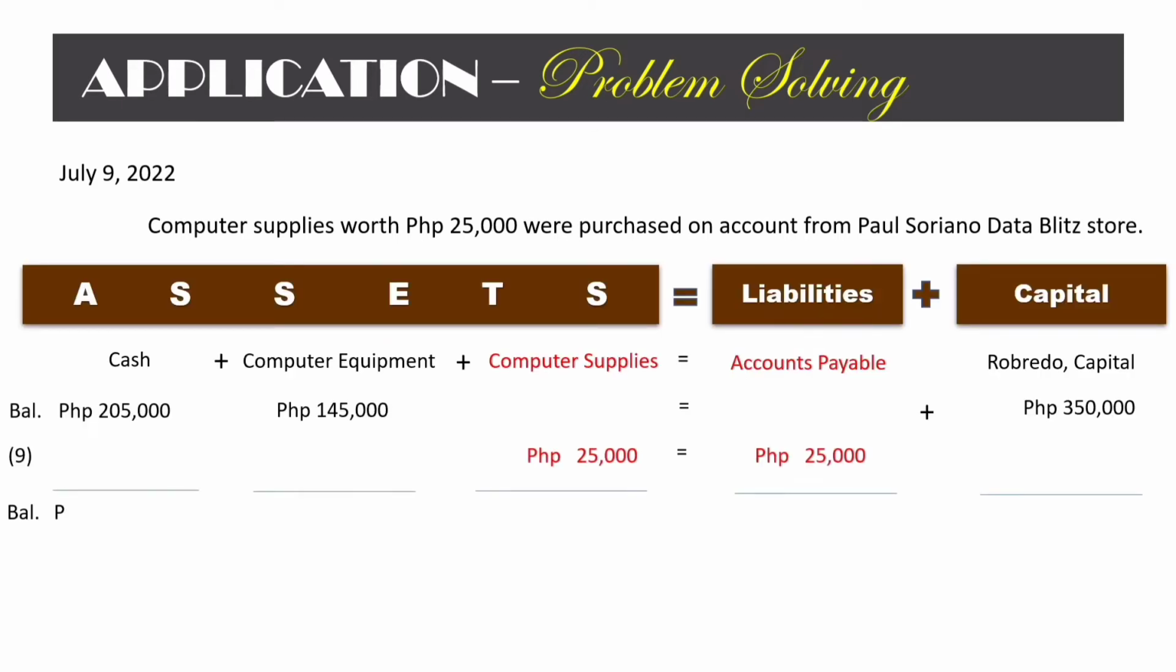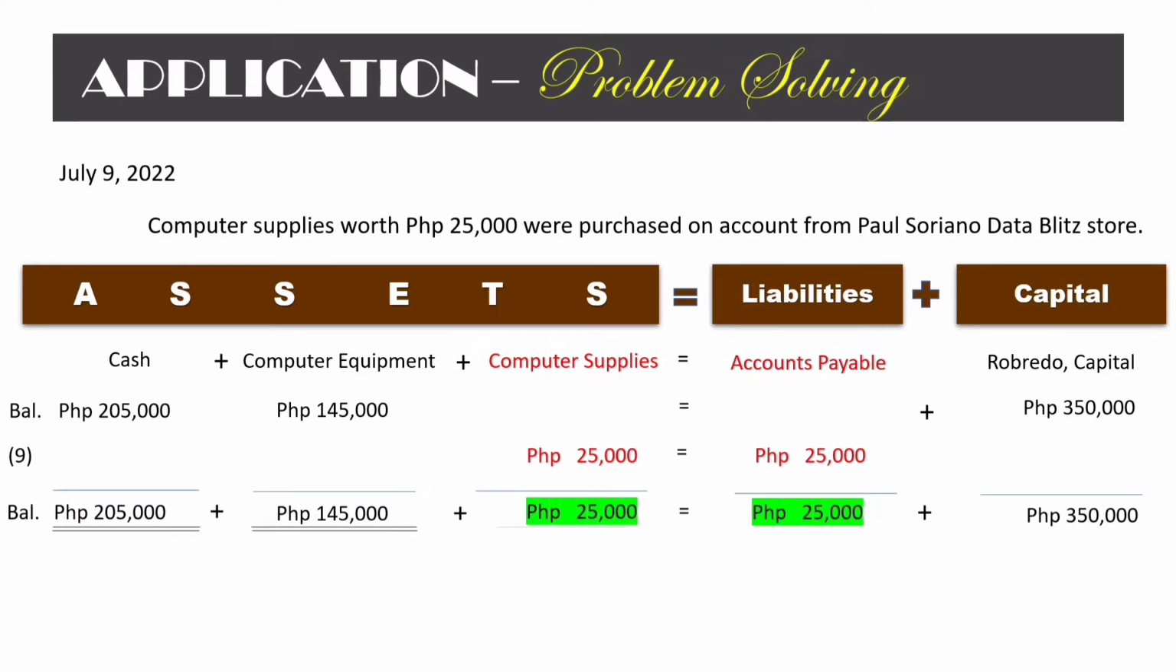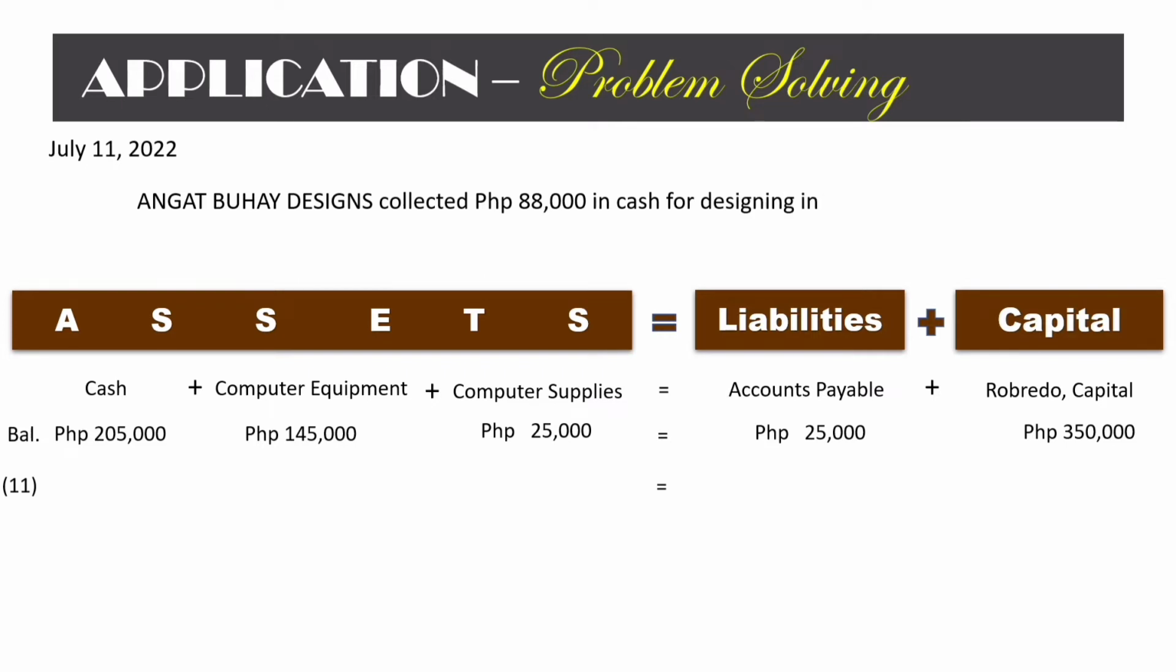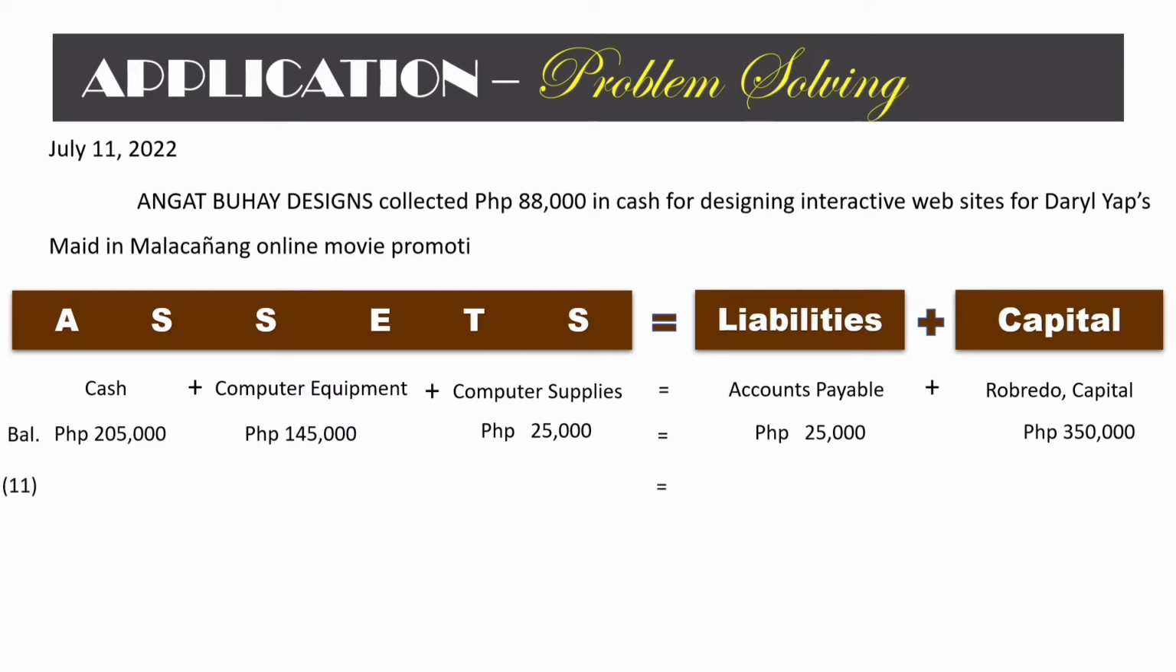Next transaction, July 9. Computer supplies worth 25,000 pesos were purchased on account from Paul Soriano Data Blitz store. Acquiring the computer supplies with a promise to pay the amount due later is called buying on account. This transaction increases both the assets and the liabilities of the business. The asset affected is computer supplies, and the liability created is accounts payable.